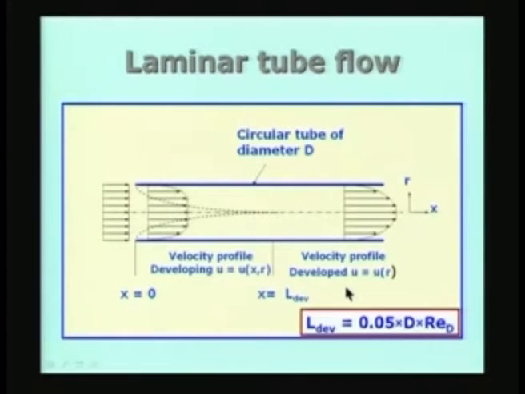It is also known from fluid mechanics principles that the development length is given by 0.05 times the diameter of the tube times the Reynolds number based on the diameter of the tube. And if you recall the Reynolds number, it is nothing but the velocity times the diameter of the tube divided by the kinematic viscosity of the fluid. For laminar flow to prevail, this Reynolds number must be less than some critical value, below which it will be laminar, and if it is above that, it will become transitional, and then of course fully turbulent if it is much larger.